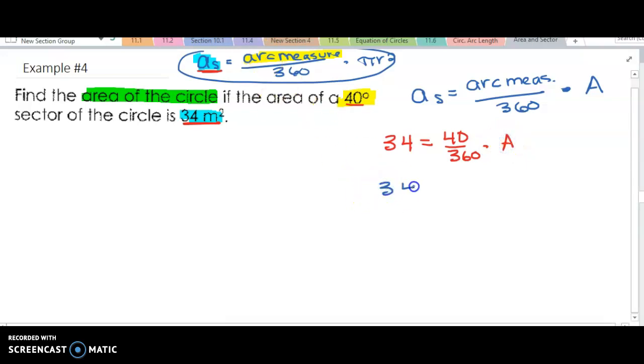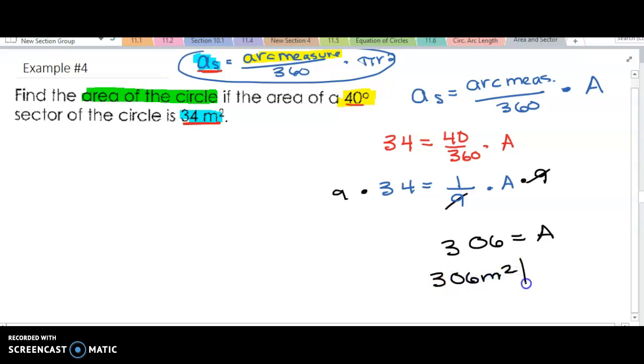Okay, well guys, 40 over 360 is just 1/9. So to undo a 1/9, you're going to want to multiply it by 9 on both sides. And 34 times 9 gives me 306 equals the area. And because it is the area, it'd be 306 meters squared.